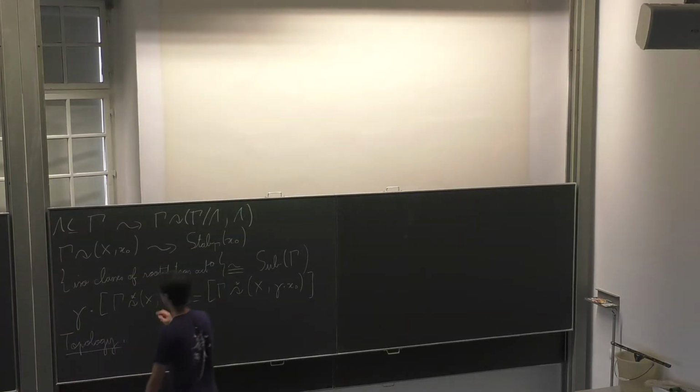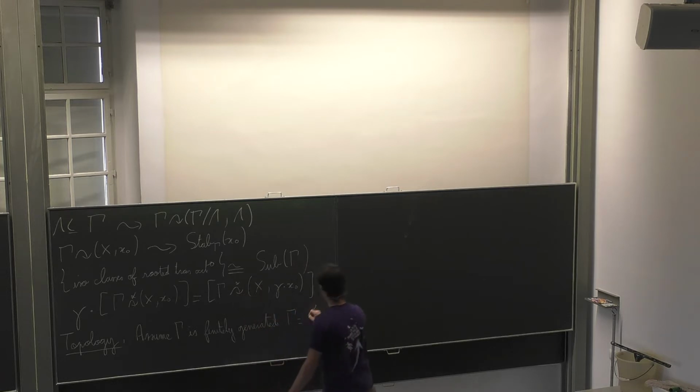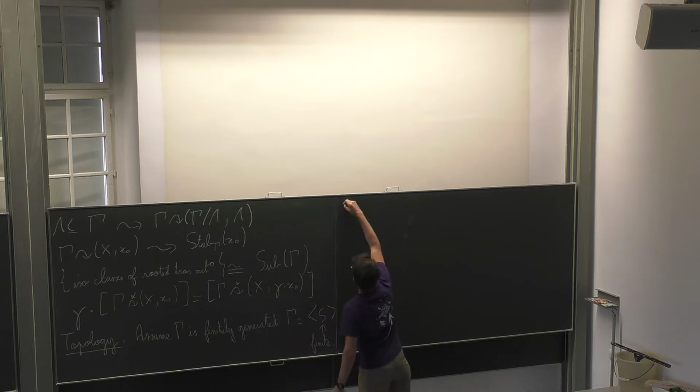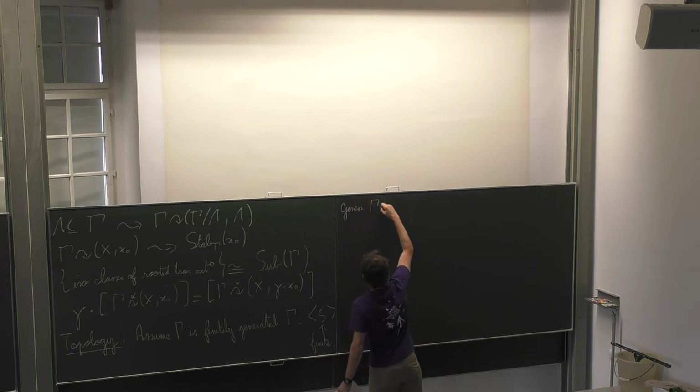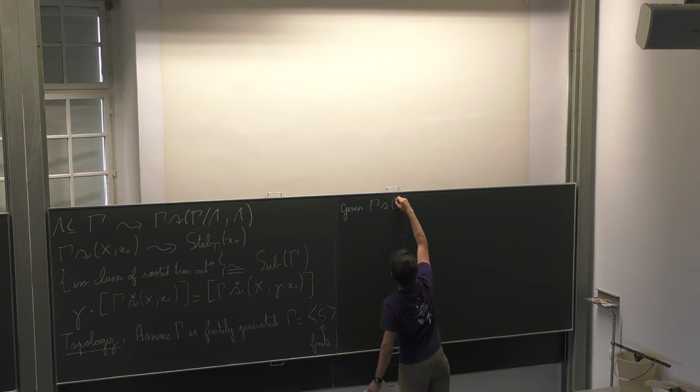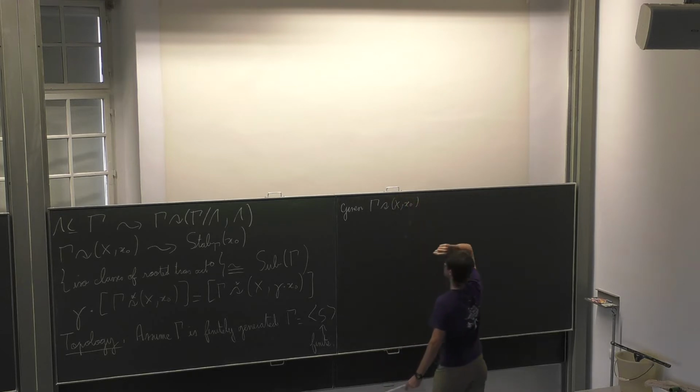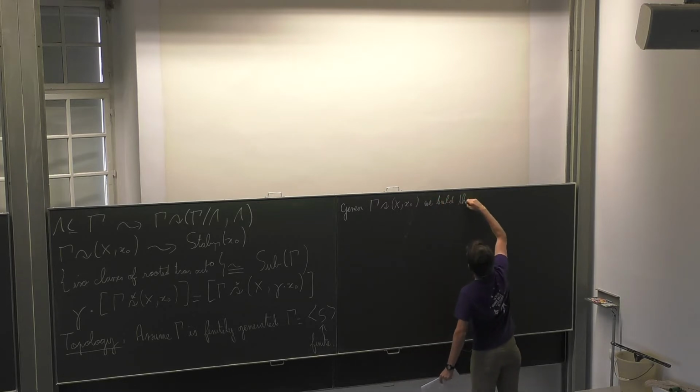Okay, so now let's talk about the topology under this correspondence. For this, it will be easier for me to assume that gamma is finitely generated. So let me pick a generating set S, which is finite. And now from a rooted transitive action, we can build what's called the Schreier graph of the action.